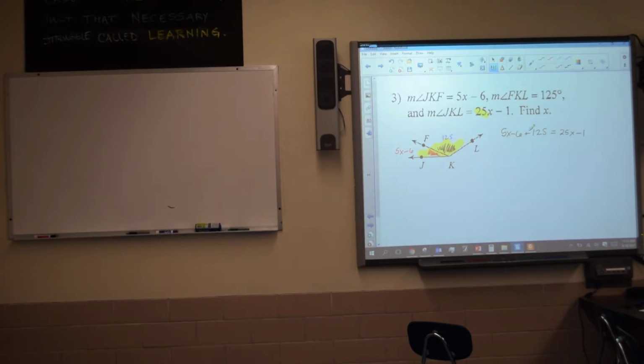We're then going to start combining like terms, moving all variables to one side, all constants to the other side, that kind of stuff. I see that this is going to be 119 when I add the negative 6 and the 125 together. Okay. I'm going to move the 5x to the right-hand side through subtraction. So it gives me 20x minus 1 on the right-hand side. Now, does it make sense to move the 1 to the left through addition? So I get 120 is equal to 20x.